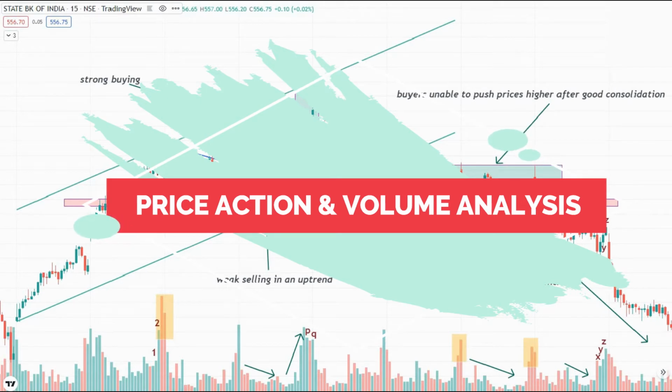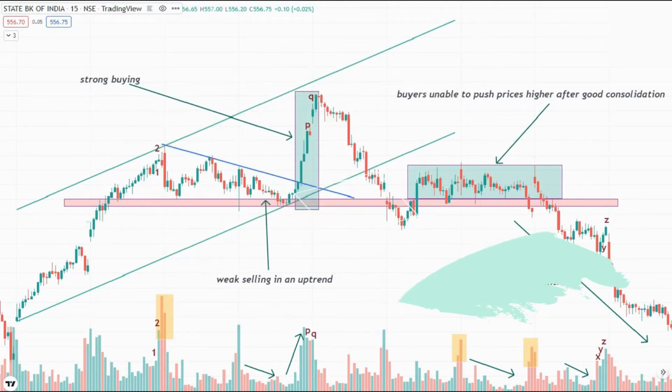So today is another video on the price and volume analysis series. Today we will analyze the State Bank of India chart on the 15-minute time frame. First of all, we will analyze price bars and the subsequent volume activity, and then we will add the market structure and look for potential low risk, high reward trading setups.